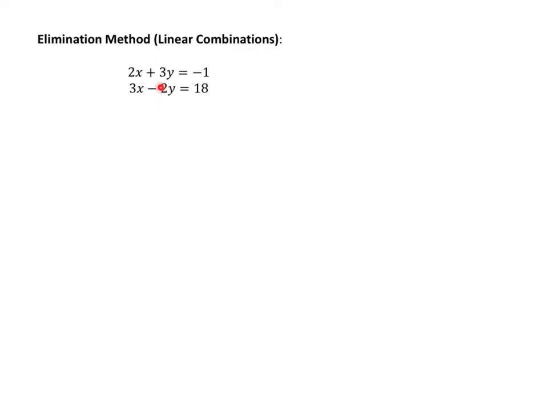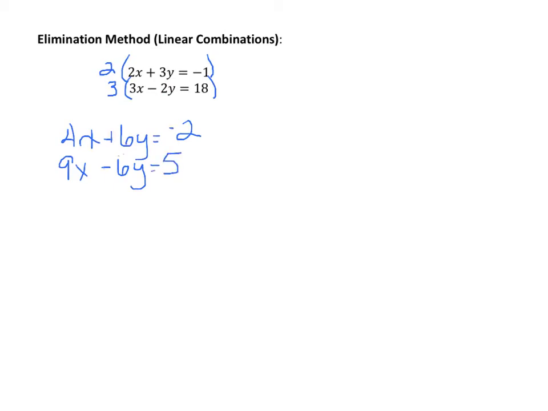So on my top equation, I'm going to multiply by 2. And I multiply the whole equation so that I get 4x plus 6y is equal to negative 2. And then my bottom equation, I'll multiply by 3. That gives me 9x minus 6y is equal to 54.